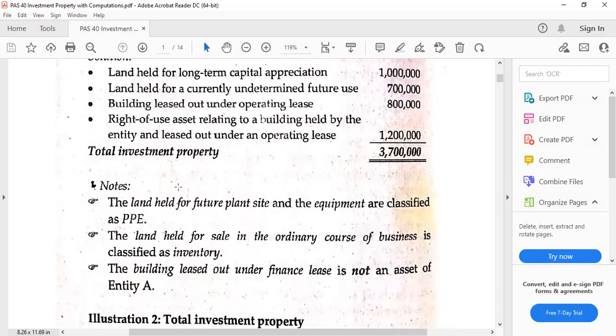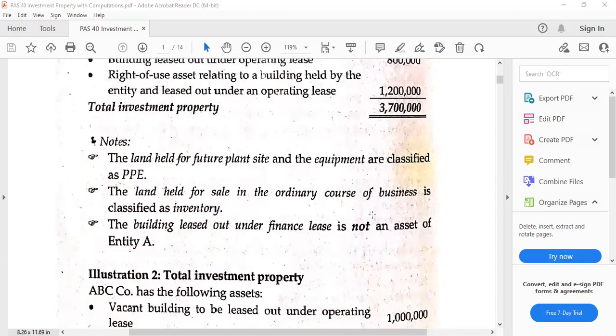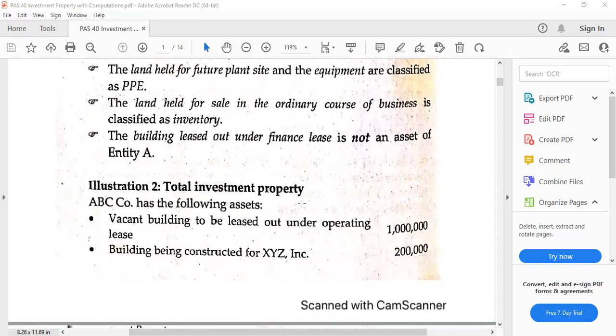We have to take note that if the land is held for future plant site, that is for the use of operations of the business. Therefore, that's PPE. Equipment is out, only land and building again. So that will be part of PPE. Also, the land held for sale in the ordinary course of business, that is actually part of inventories. Then building leased out under finance lease is not part of the asset of the entity. So that will be part of the asset of the lessee, who is becoming the owner.